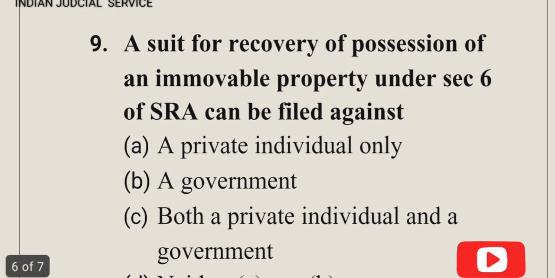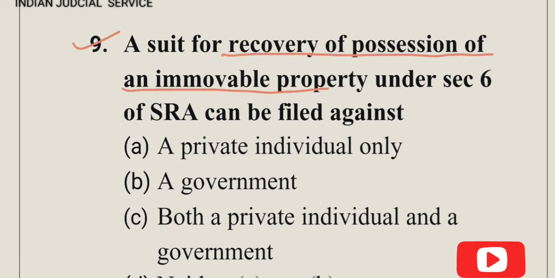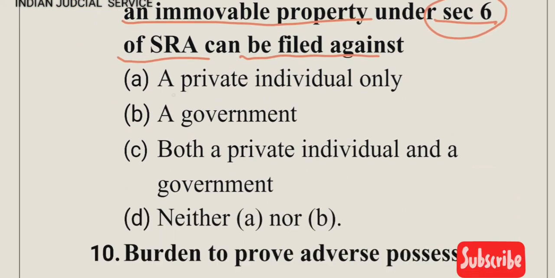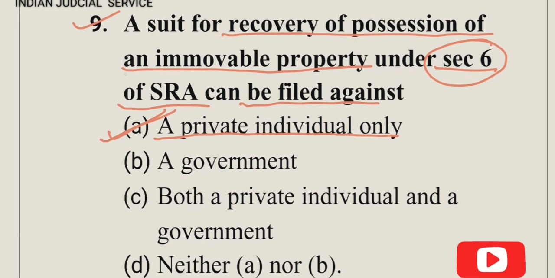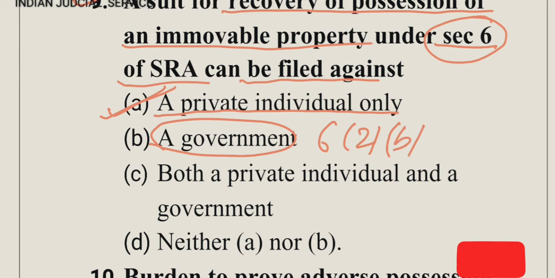Now question number 9. A suit for recovery of possession of an immovable property under section 6, this section is very important, please read this section, of the SRA can be filed against a private individual only. So the answer here is option A. The suit for recovery of possession of immovable property under section 6 of the SRA cannot be filed against a state government. And this is clearly provided in section 6 subsection 2 clause B. So the answer to this question is option A.